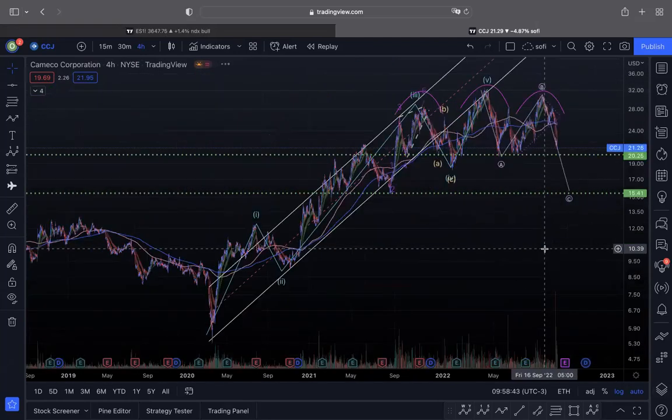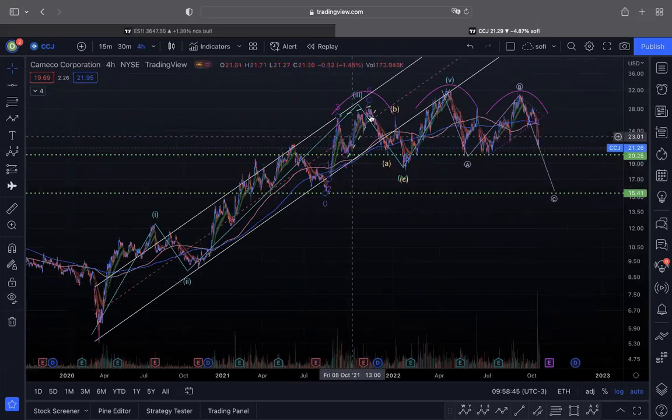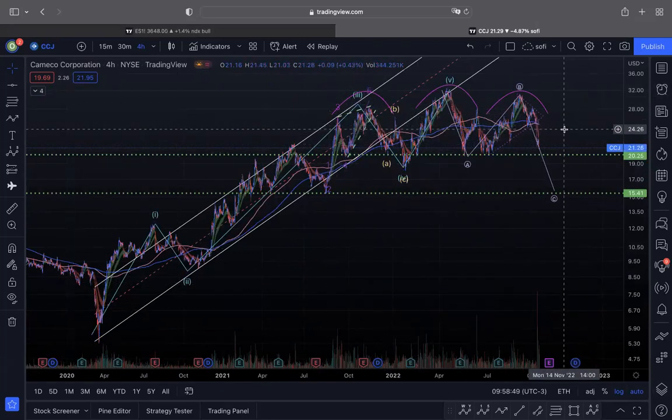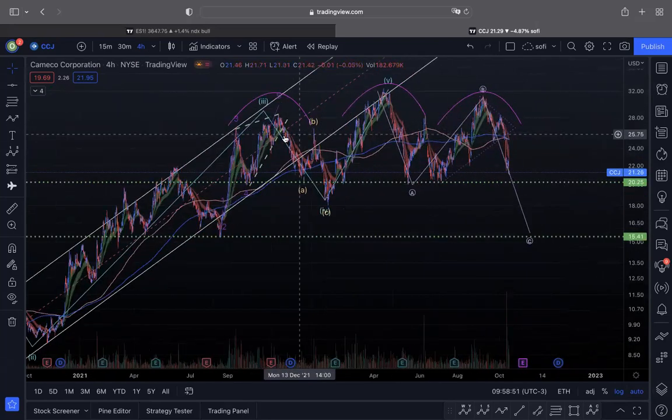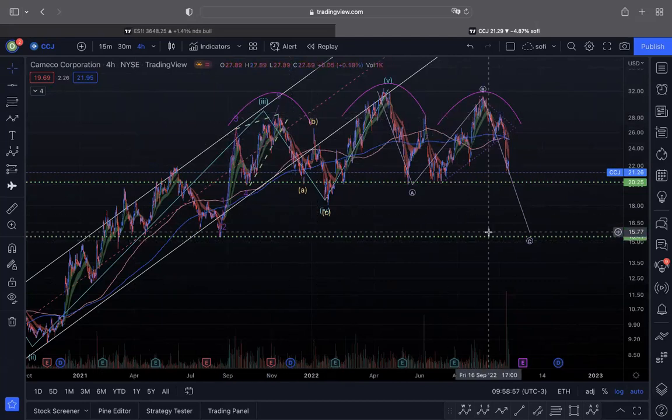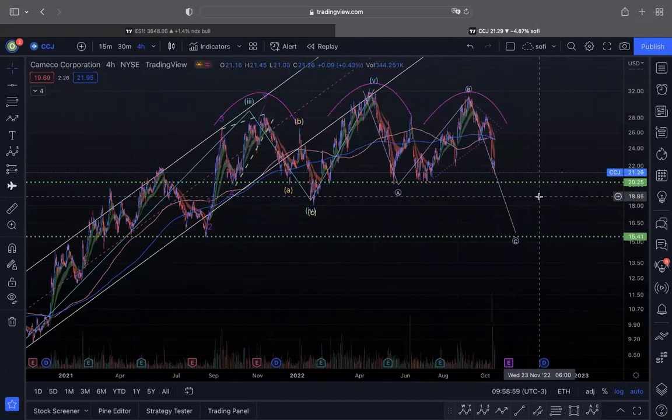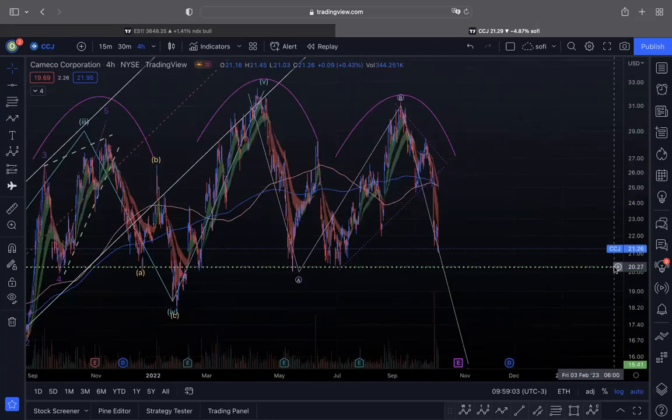One of them is CCJ. You can see that this is the channel. It broke the channel and it's been sideways for about a year, so this is distribution at the top for a whole year. I think CCJ is a very interesting stock to look at. I want you to keep this on your watch list for when it breaks.